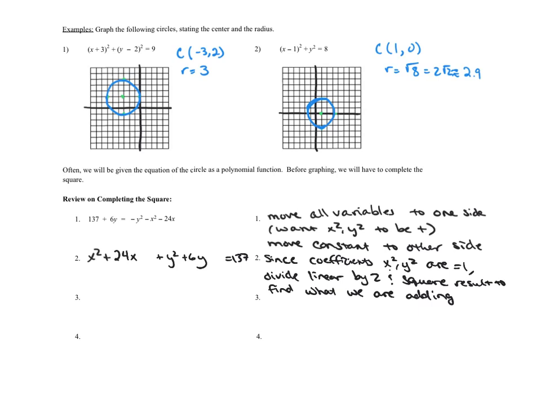All right, so we look at 24. 24 divided by 2 is 12. 12 squared is 144. So we want to add 144 to this side and 144 to that side. We also want to do that with the y terms. So 6 divided by 2 is 3. 3 squared is equal to 9. So we'll add 9 here and add 9 there. Then we can go ahead and just rewrite it with all of the addition.